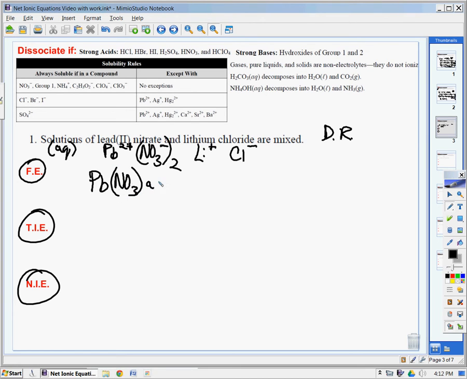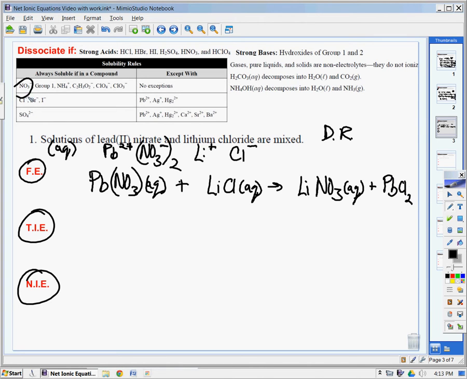which is aqueous, will react with lithium chloride, which is also aqueous, to make lithium nitrate, which is aqueous according to the solubility rules. It contains nitrate right up there. And by the way, anything with a group 1 element like lithium or sodium or potassium is always going to be soluble. And then the other one is lead chloride, which finally, chloride is usually soluble, but when it's with lead, it's not. So this is our solid precipitate. Yay, finally we have a precipitate reaction.